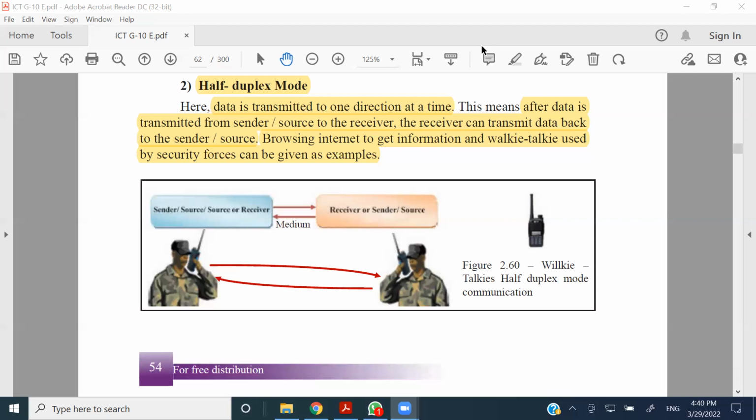Sir, we should draw that little thing, no? That sender, source, or receiver. Yes, Rizwan. Only this part is enough.